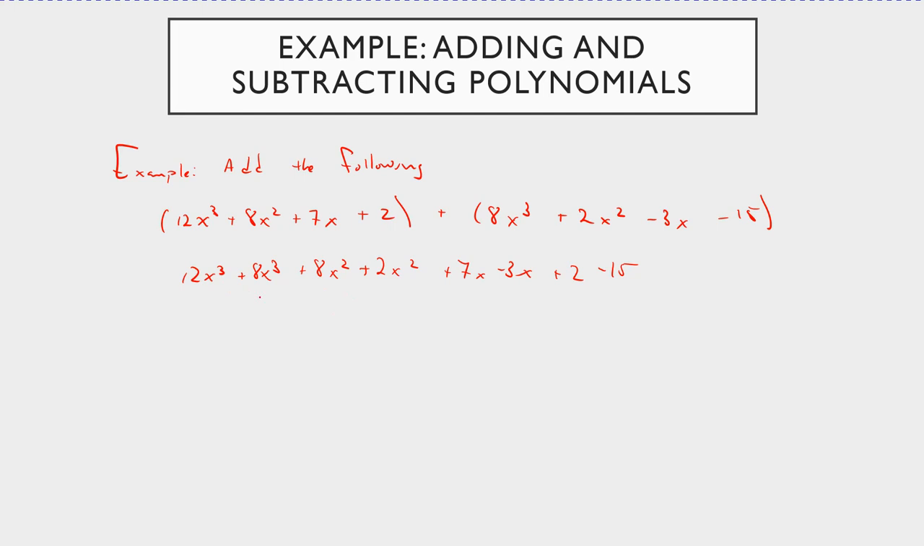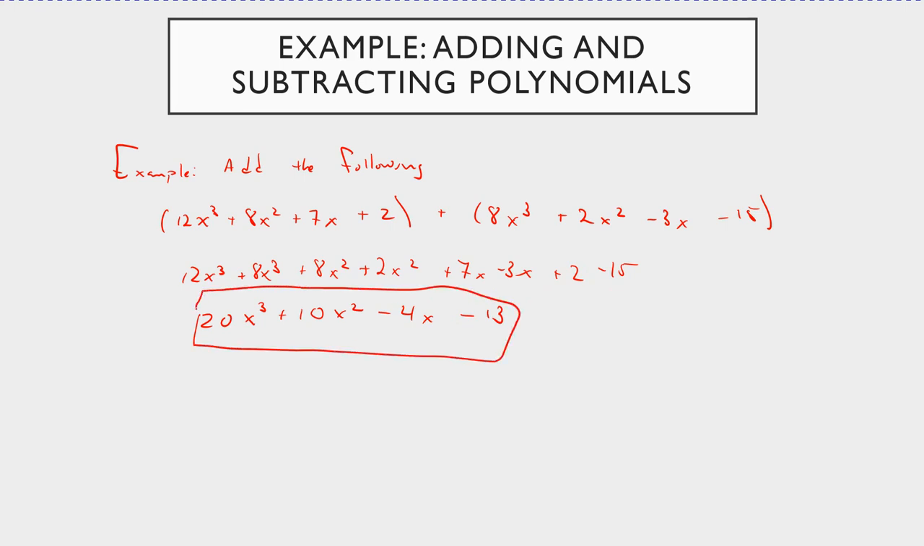Now just start combining the coefficients of the like terms. 12 and 8 gets me 20x cubed. 8 and 2 gets me plus 10x squared. 7 minus 3 gets me minus 4x. And then 2 minus 15 is minus 13. So what I've done here is add these 2 separate polynomial expressions. Let's do another one.